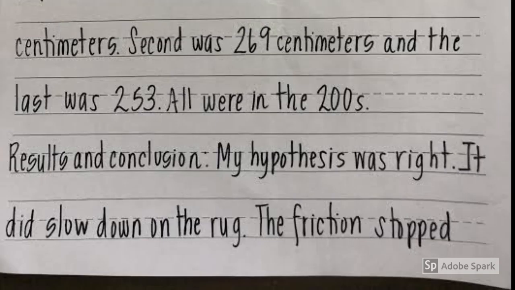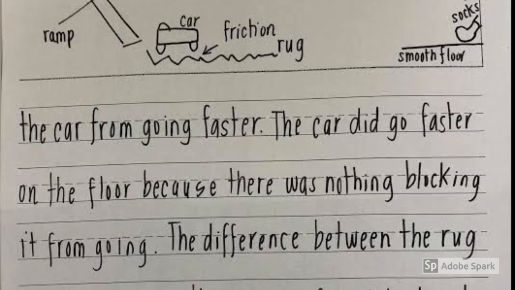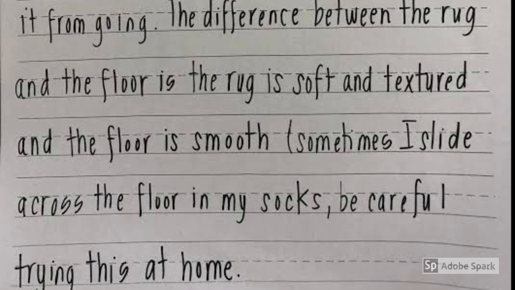Next, the author records their results and conclusion. My hypothesis was right. It did slow down on the rug. The friction stopped the car from going faster. The car did go faster on the floor because there was nothing blocking it from going. The difference between the rug and the floor is the rug is soft and textured and the floor is smooth.